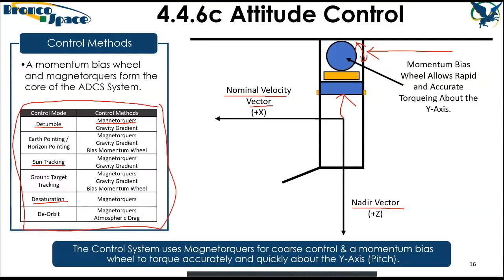There's also desaturation, right? Because remember, those reaction wheels can get saturated. You want to make sure that you're able to desaturate them so you can still get that rapid maneuvering.